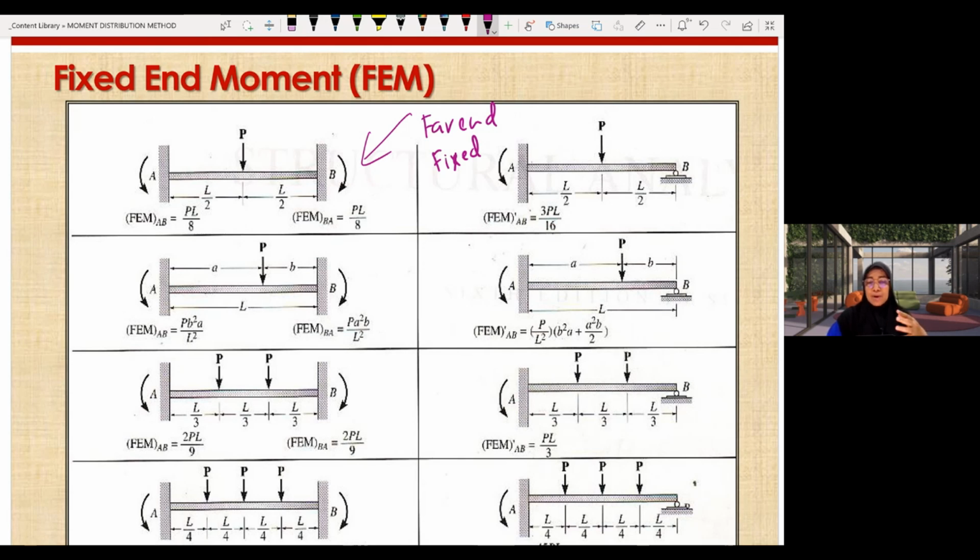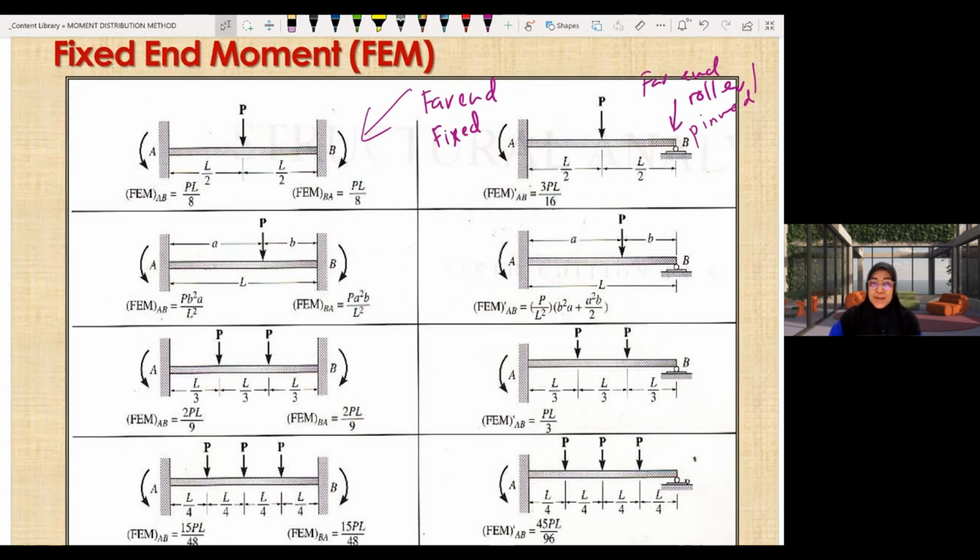And this formula will be given. If we refer to the second column, it is actually referring to far end roller, or far end pin. But anyway, don't worry. You just need to refer to the first column by considering both ends are fixed.